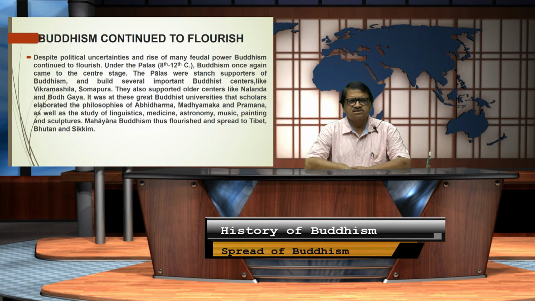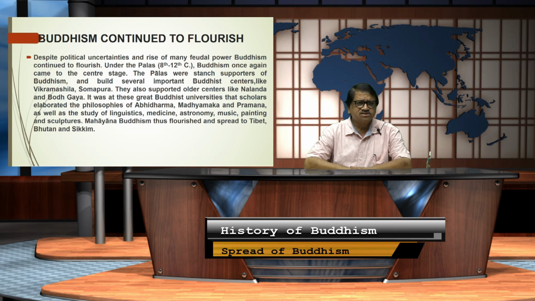Despite political uncertainties and the rise of many feudal powers, Buddhism continued to flourish under the Palas. The Palas were regional rulers from the 8th century to the 12th century AD. They ruled over present-day Bengal, West Bengal and East Bengal, both parts. Buddhism once again came to center stage under the Palas. The Palas were very staunch supporters of Buddhism. They built several important Buddhist centers like Vikramshila and Somapura. They also supported many other centers of Buddhism like Nalanda and Bodh Gaya.